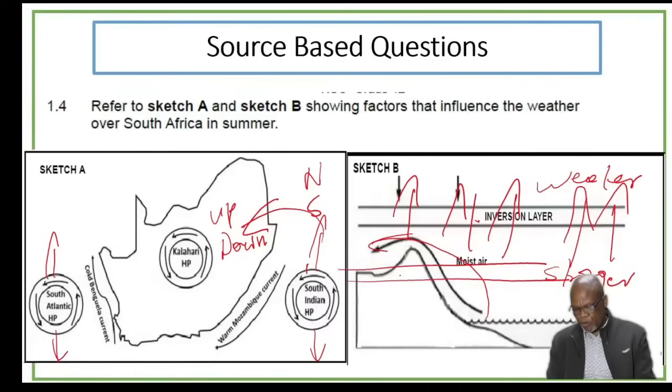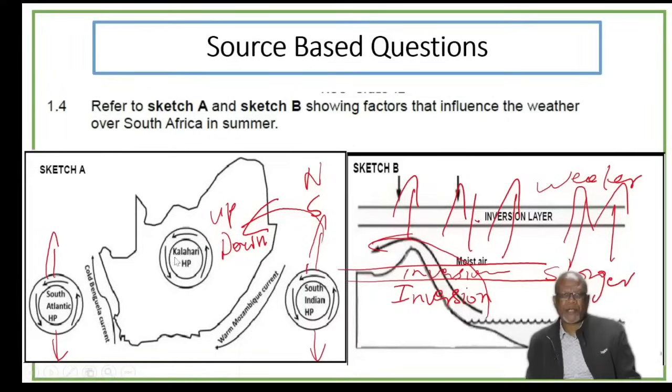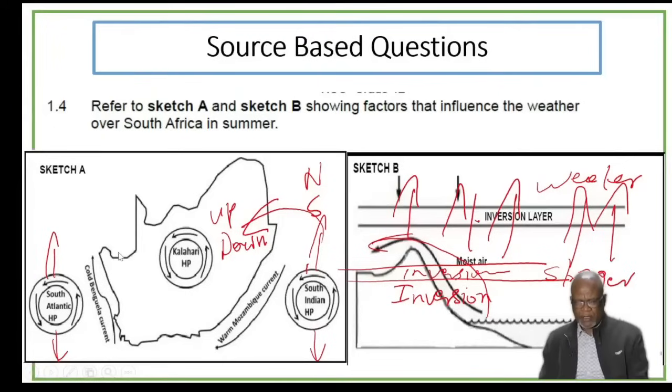And this layer, remember, we call it the inversion layer. It's called the inversion layer because it is at the plateau. If it was in the valley, we would call it a thermal belt, but it indicates temperature inversion, which is the increase of temperature with height. So many times learners confuse the concepts of inversion layer and thermal belt.